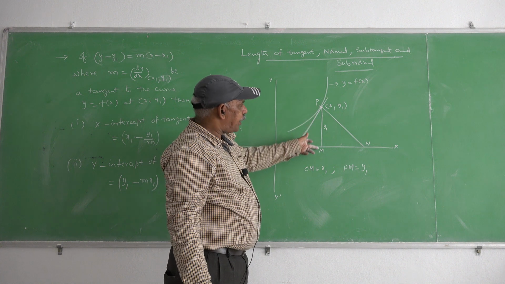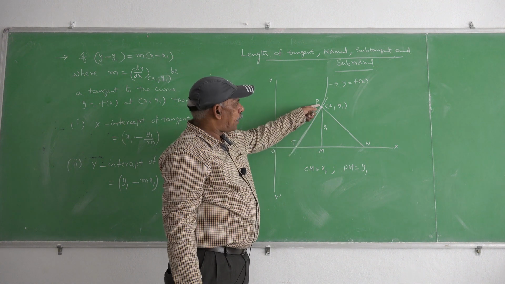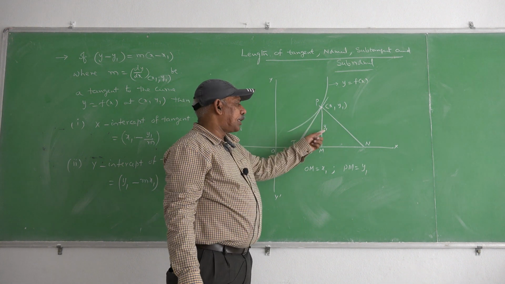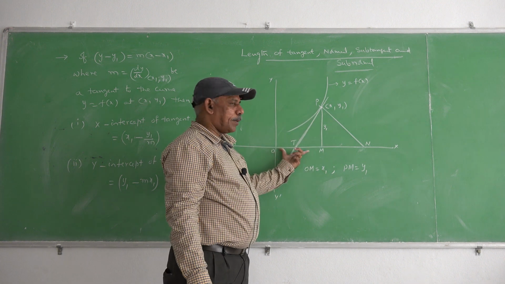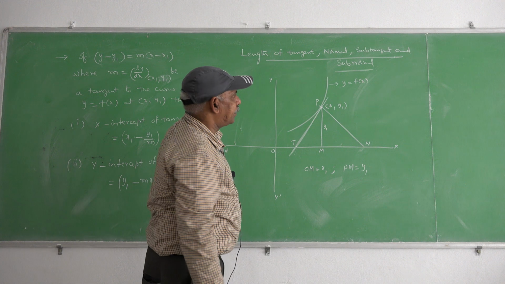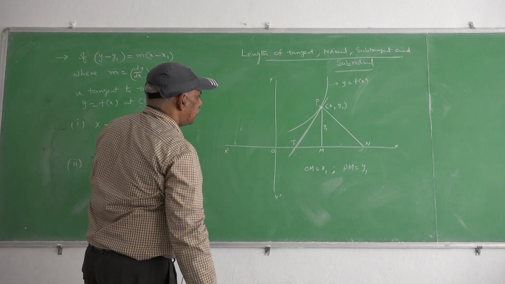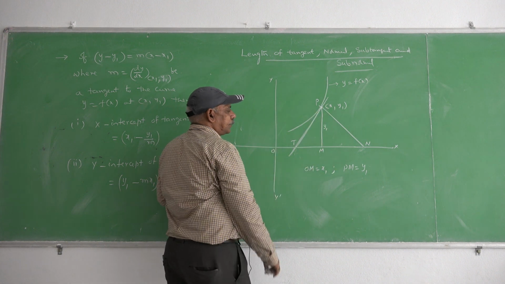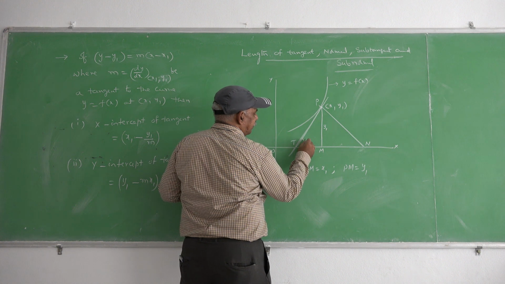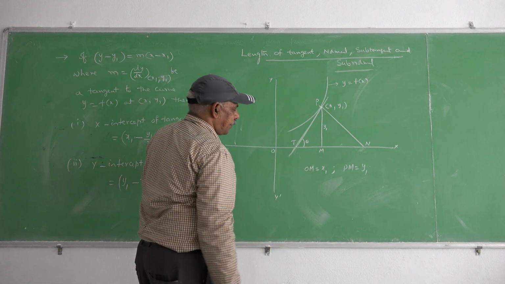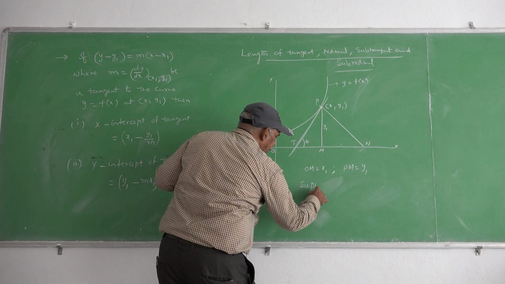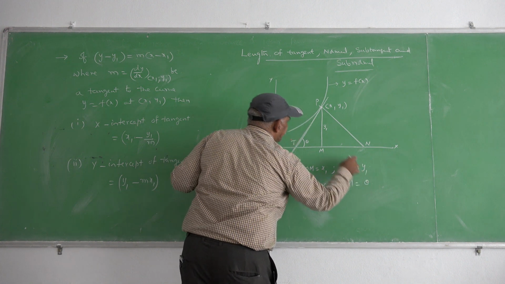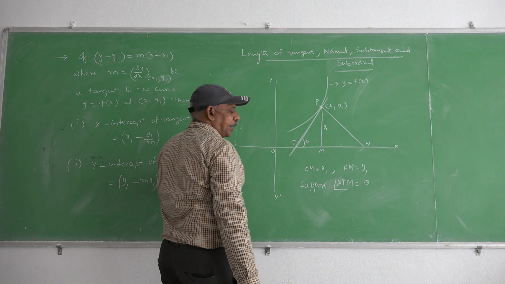And the ordinate of P, meaning the perpendicular dropped from P to the x-axis, of length PM, is nothing but the y coordinate, and OM is the x coordinate of the point P. Now, clearly OM is x1 and PM is y1. Suppose angle PTM is theta, as seen from the figure.